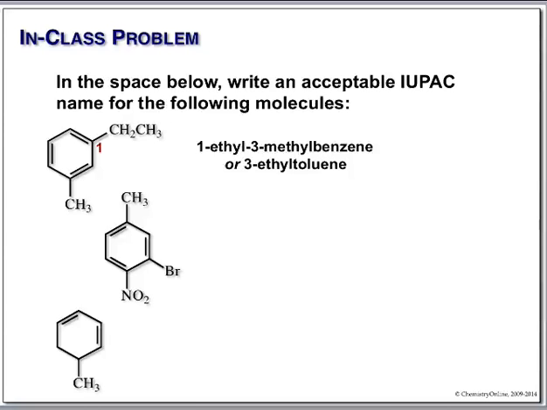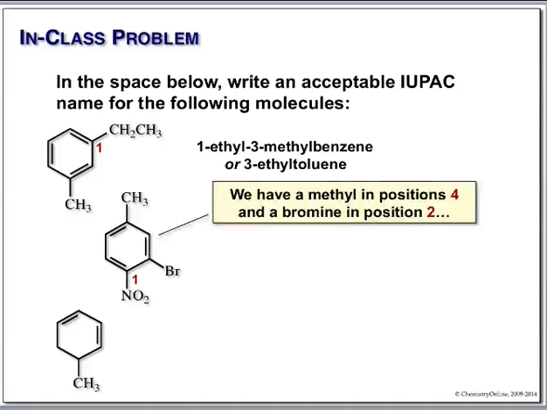Next guy here, tri-substituted benzene. In this case, we want to number this so that we get the lowest number sequence. That means our nitro group is going to be carbon number 1. We're going to proceed counterclockwise around the ring numbering. So we'll have a bromine here in carbon 2, a methyl in carbon 4. Going to put the name together alphabetically, so it would be 2-bromo. Methyl comes next, right? So that's 4-methyl, 1-nitro benzene.